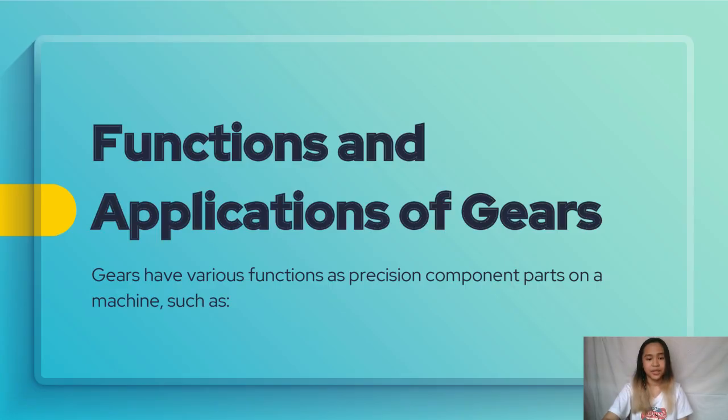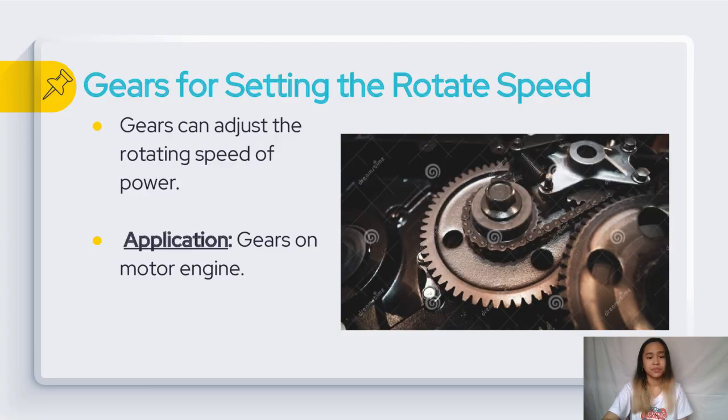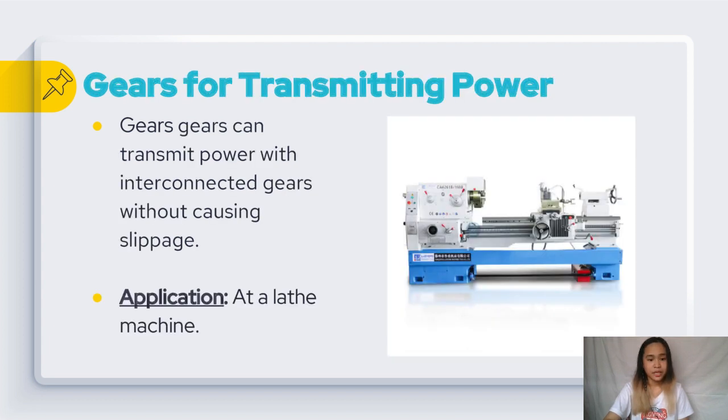Functions and applications of gears. Gears have various functions as precision component parts on a machine, such as gears for setting the rotate speed. Gears can adjust the rotating speed of power. Application: gears on motor engine. The gears regulate the power by giving certain gear ratios. Gears for transmitting power. Gears can transmit power with interconnected gears without causing slippage.